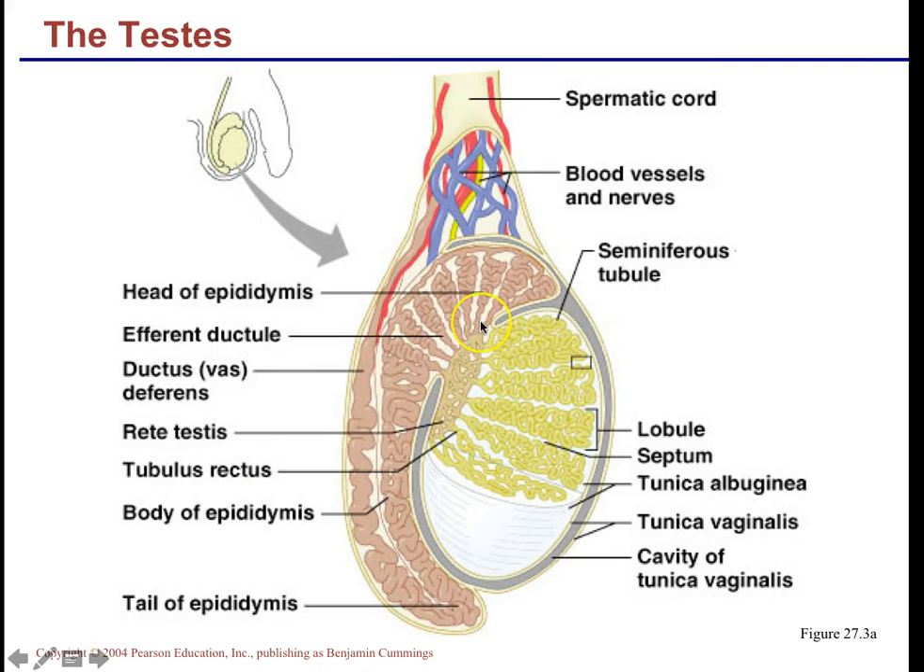Okay, so just wanted to show you what the little seminiferous tubules look like. Here they are. You got a lot of bang for your buck. And then once you have made the immature sperm, this is the epididymis, where it's going to mature and get its tail, and then it starts to join the duct system like the ductus deferens.